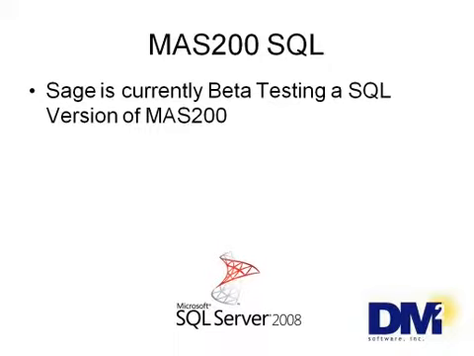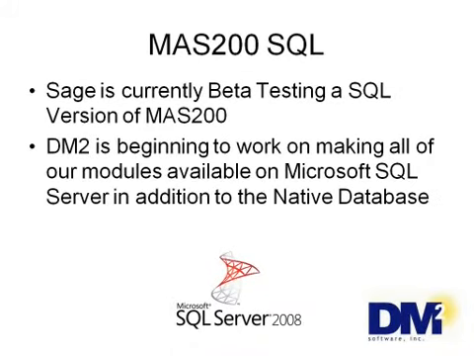So we're watching that very closely, and because of our Sage Pack membership that I mentioned to you earlier, we already have access to these code lines, and we're beginning to take a look at them. DM2 is working on making all our modules available on the SQL Server in addition to the native database. So it's a choice that you can make if you want to stay on the database you have now, because that's working for you and it does everything that you need.